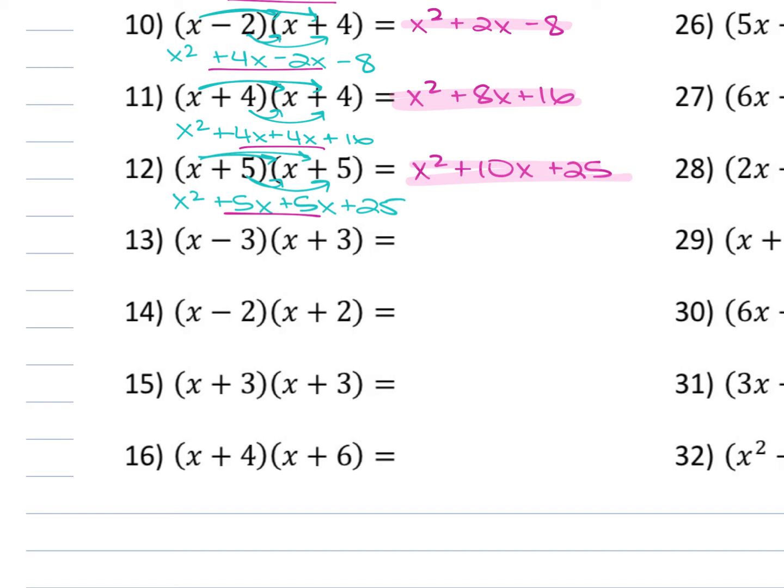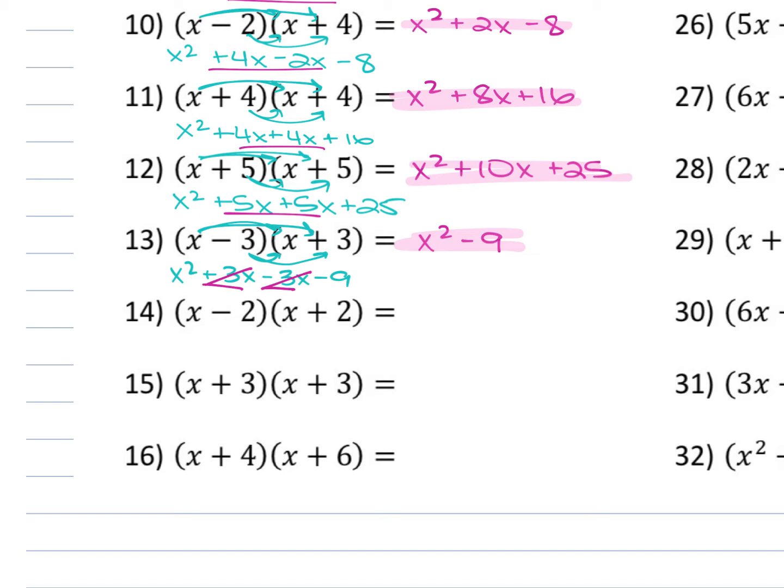For 13, we have x minus 3 times x plus 3. So x times x is x squared. X times 3 is 3x. Negative 3 times x is negative 3x. And negative 3 times 3 is negative 9. When you combine like terms, your like terms are opposite, so they're going to cancel out. And we're just left with x squared minus 9.